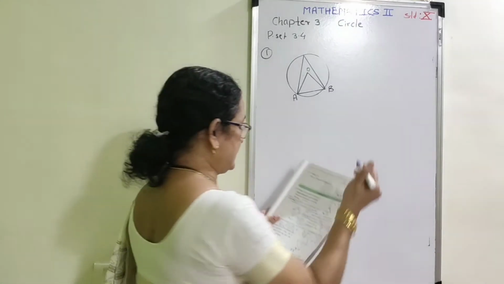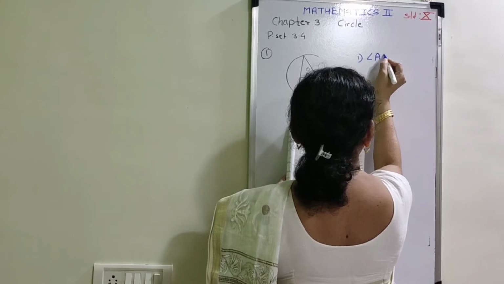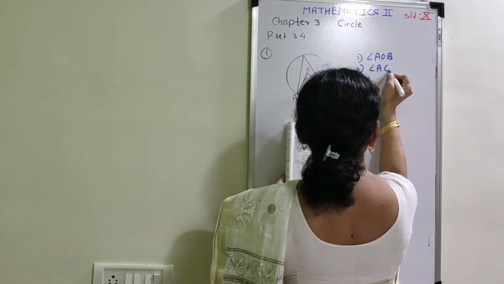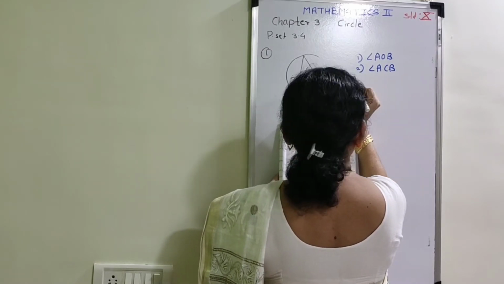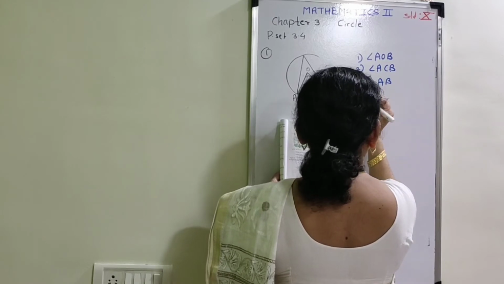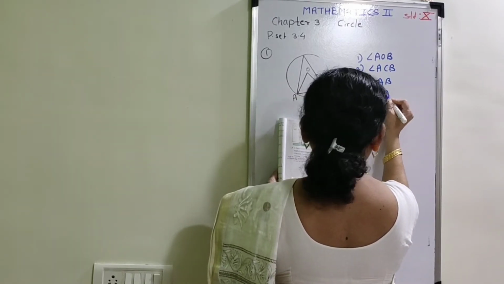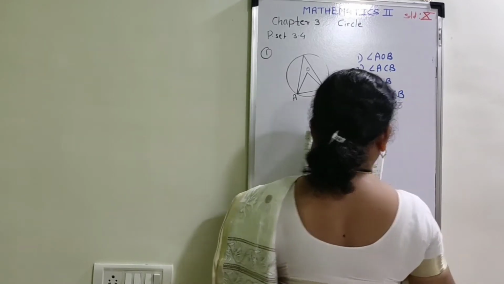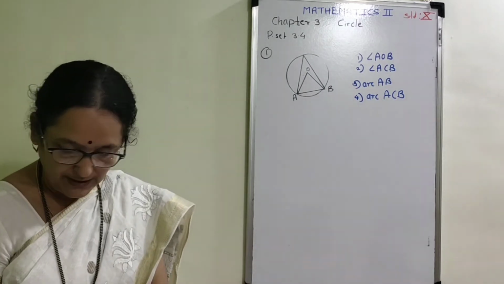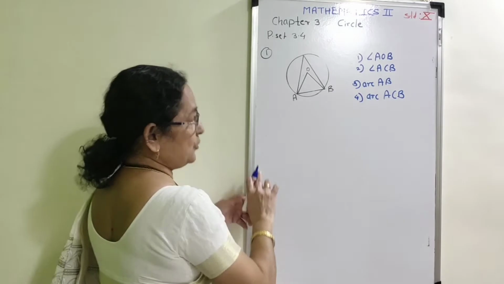4 different questions are given. You are going to find out the first one, angle AOB. Second one, angle ACB. Third one, arc AB. And the last, 4th question, that is arc ACB. Now here I am going to explain the entire example first of all, and then we will write it carefully. This point is point C.